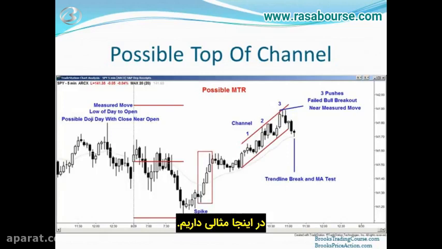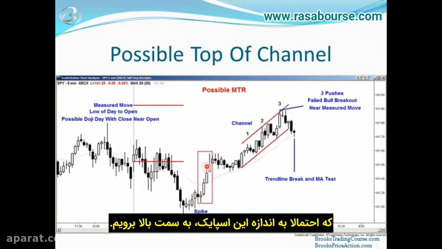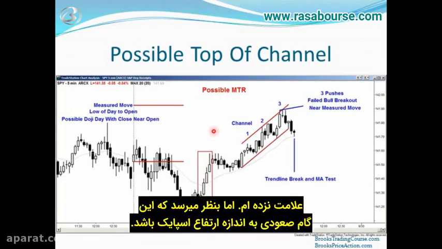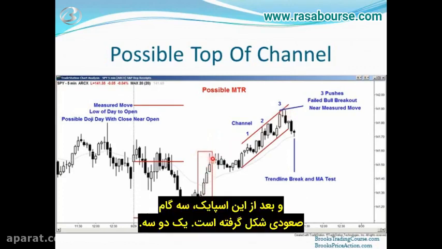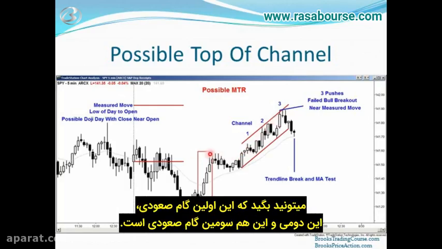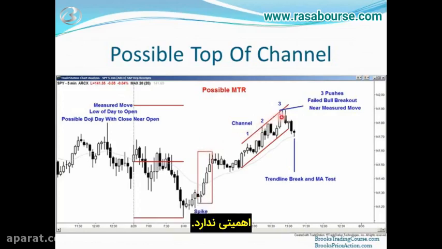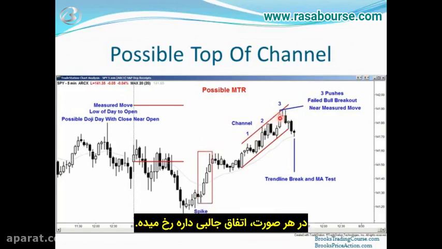Here's an example. We have a strong bull spike, probably will result in some kind of a measured move up. I don't have it marked in here, but it looks like the high is about a measured move up based on the height of the entire spike. And then after the spike, we have 3 pushes up. 1, 2, 3. You could argue that this is the first push, this is the second, and that's the third. It does not matter. In any case, there's an interesting phenomenon happening here. Look at the open of the day and then the low of the day.